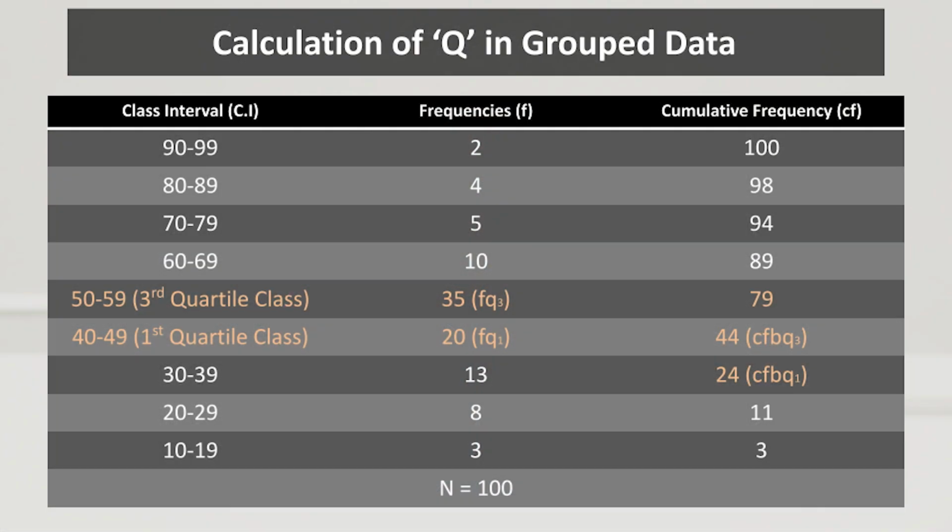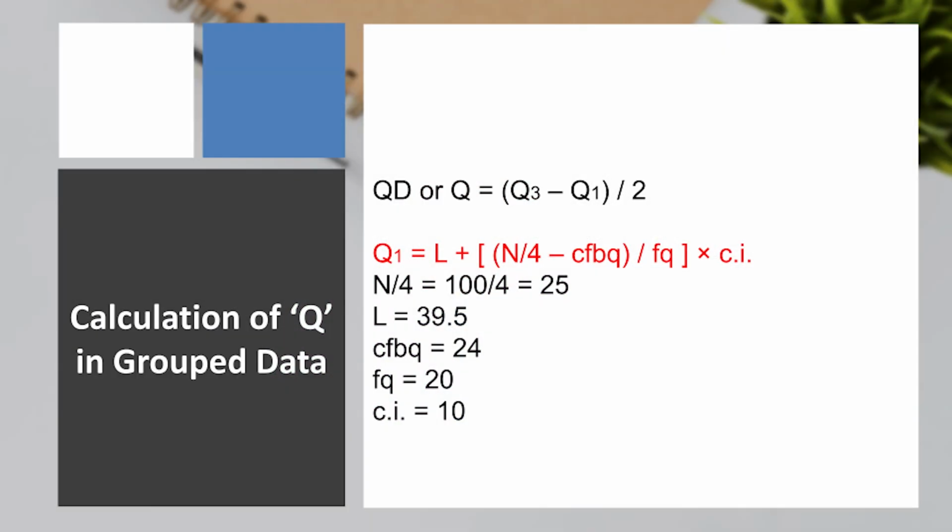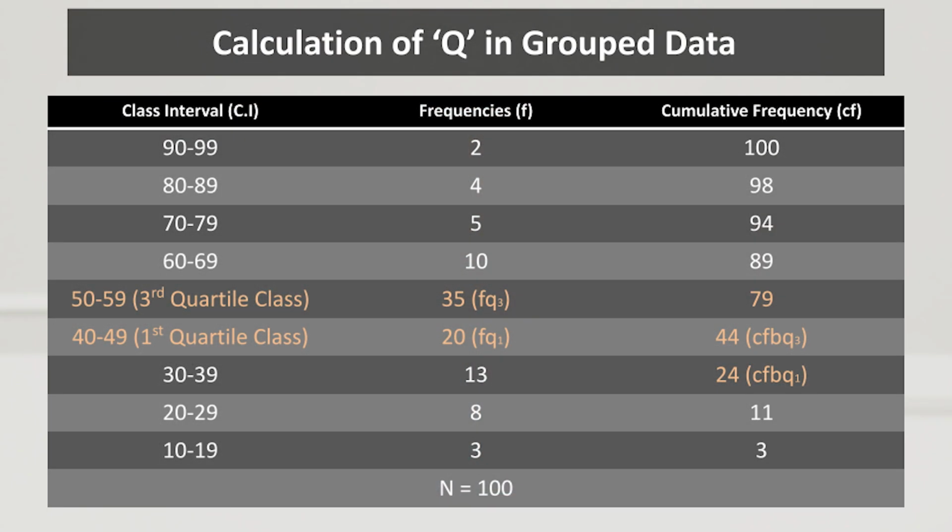The total number of cases is here 100, and the cumulative frequency below the first quartile class is here 24, because N by 4 is 25. The total number of cases is 100, 100 by 4 is 25, so the 25th case lies here. Below this, 24 cases are there, and the 25th case is in this class, that is 40 to 49. So this is the first quartile class.